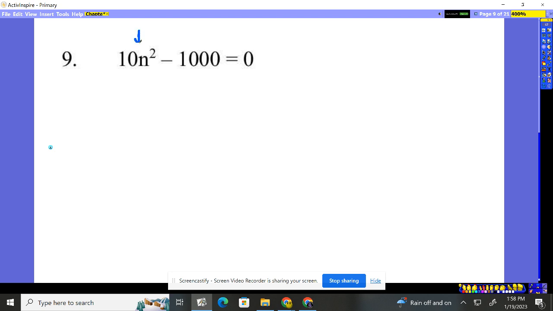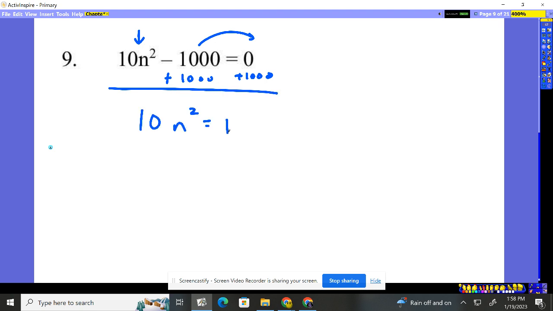So I'm just going to try and isolate my n squared piece. I'm going to move my number over. So I'm going to add 1,000. I get 10 times my number squared equals 1,000. Now, how do you undo multiplying? Well, you divide. So you and I know that this n squared needs to be 100.